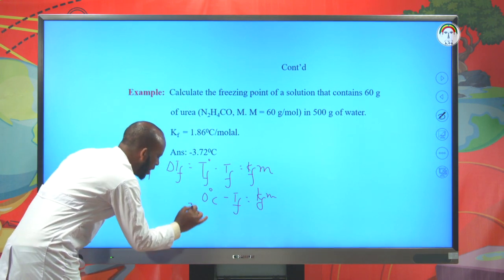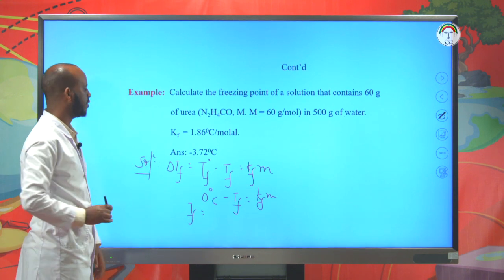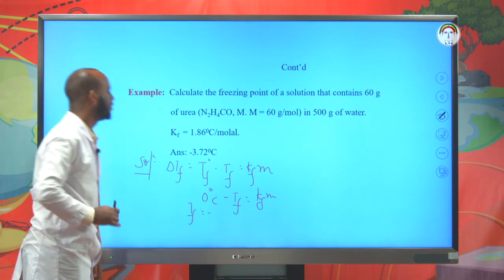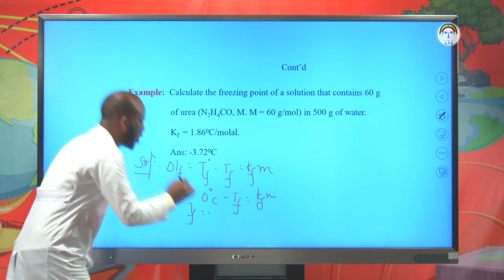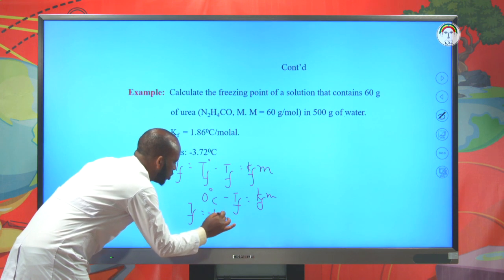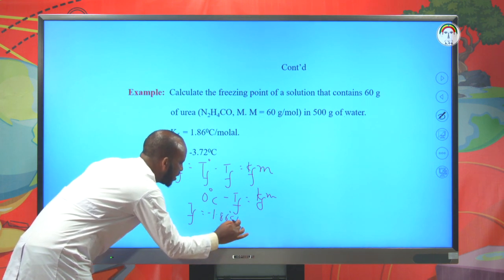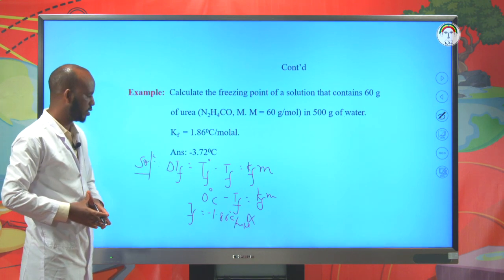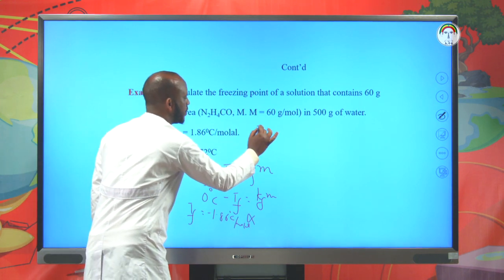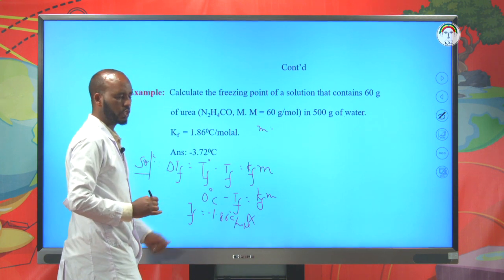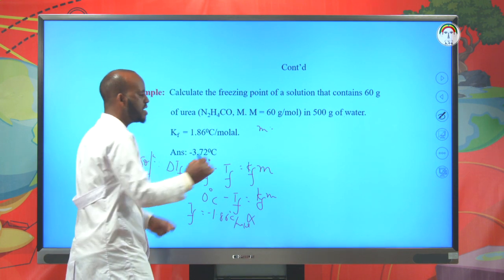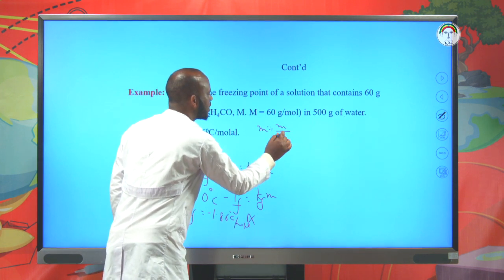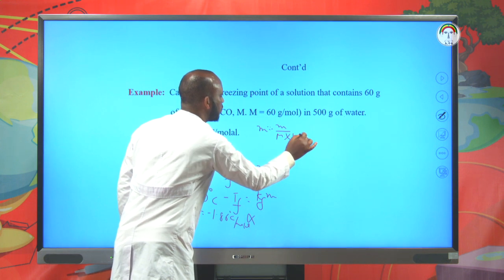Minus Tf equals Kf, which is 1.86 degrees centigrade per molar, times molality of the solution. Molality, by definition small m, is number of moles of solute per kg of solvent. But number of moles of solute is mass of solute divided by molar mass, times kilogram of solvent.